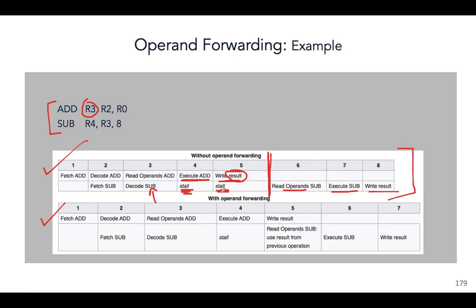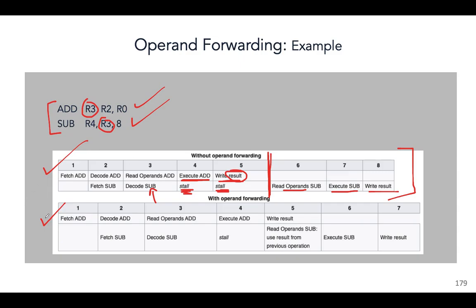We have 2 stalls and it's taking 1 2 3 4 5 6 7 8 clock cycles to execute these 2 instructions, and that is only because they have an operand in common, right? Add needs to write this so that subtract can read it. Now let's see what happens in the same situation if we had used operand forwarding. Operand forwarding, the hint is in the name itself. The operand is forwarded to whatever instruction needs it before that operand is written into memory.